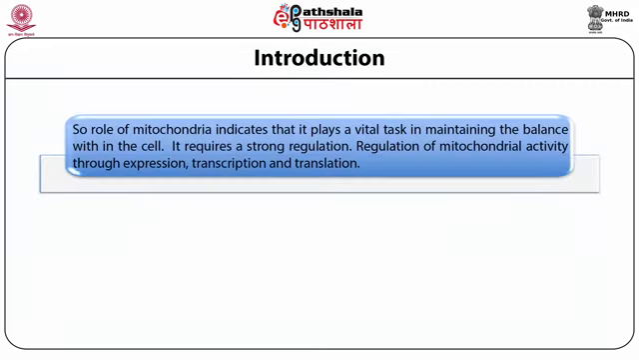So, the role of mitochondria indicates that it plays a vital task in maintaining the balance within the cell. It is very important to maintain the harmony within the cells. It requires a strong regulation. It requires the regulation of mitochondrial activity through expression, transcription, and translation. The mitochondrial activity and the enzymes are controlled at each level.